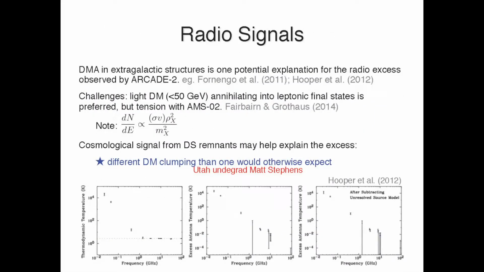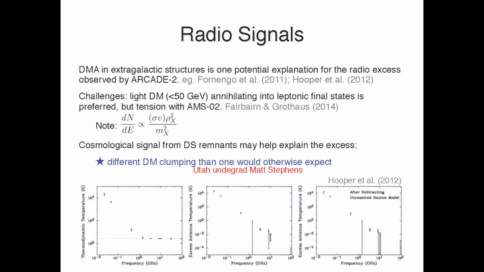So I just want to end by saying a couple words about radio signals. I've talked a lot about annihilation to final states that directly produce photons, but if dark matter annihilation produces charged particles, and those charged particles radiate in magnetic fields, then you would also expect some synchrotron radiation signal. So dark matter annihilation in extragalactic structures is a potential explanation for the radio excess observed by ARCADE 2.